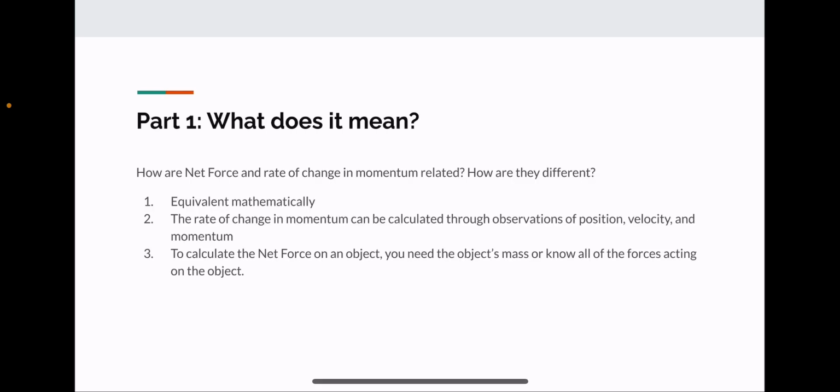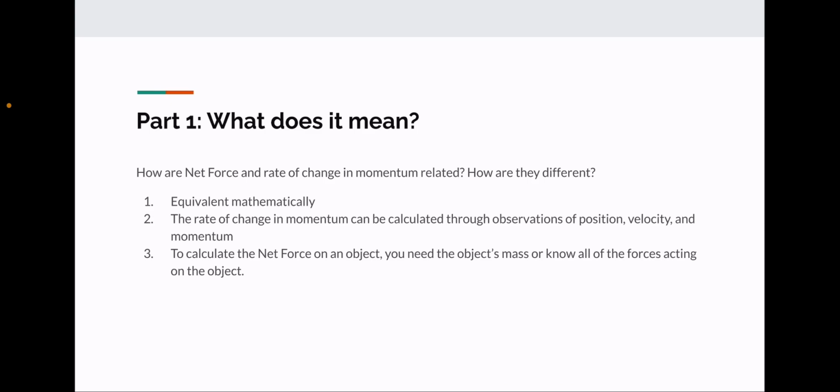F net force and the rate of change of momentum are equivalent mathematically. That is why we are allowed to manipulate the two equations to be equal to each other and to things equivalent to one or the other. Conceptually, they are slightly different. F net is the sum of all the forces acting on the system.